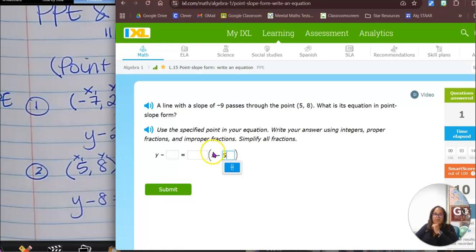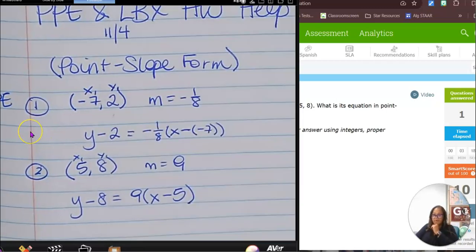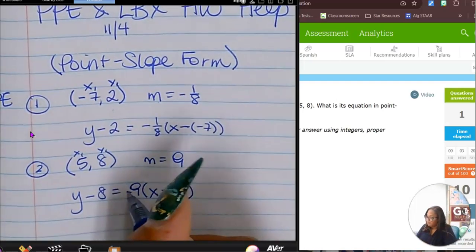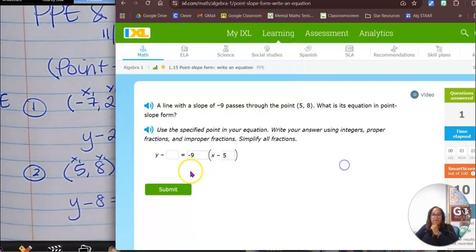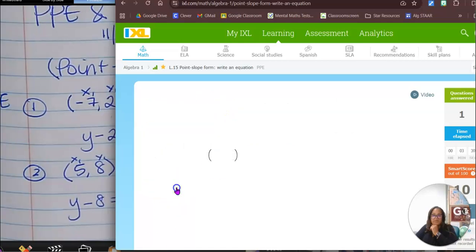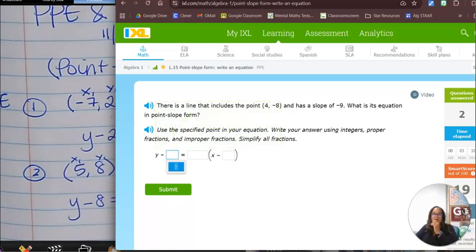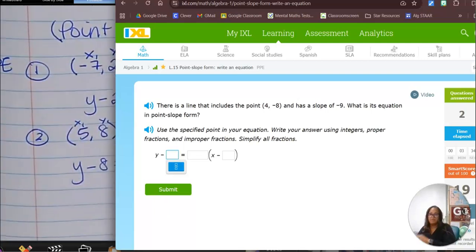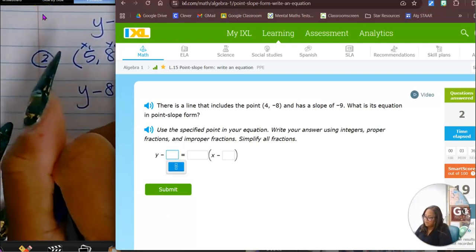X is 5. Slope is -9. Oh, I didn't write a -9 on my paper. There we go. And then my y value is 8. Notice I don't add any negatives because everything is positive except this -9. Click submit. Got it.